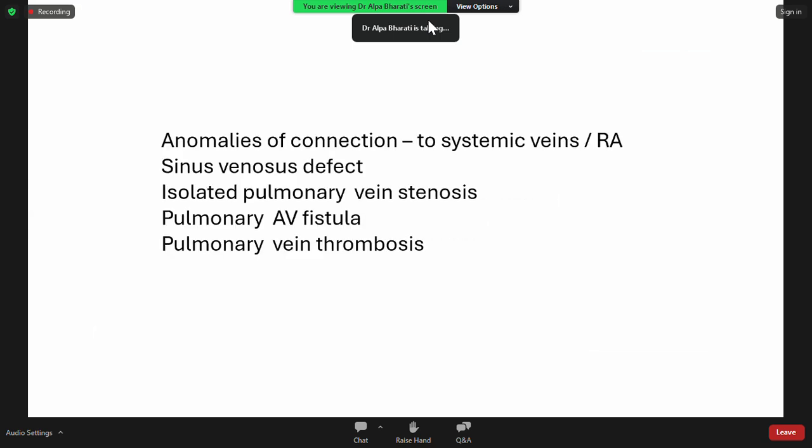Now, most of these are related to congenital heart disease. Some of them you may see incidentally in an adult. The common anomalies that we see will be an anomalous connection of the pulmonary veins to either a systemic vein or to the right atrium. Other anomalies would be a sinus venosus defect, which you often see in an adult incidentally. Isolated pulmonary vein stenosis, these can be congenital or acquired. Then pulmonary AV fistulas, which are quite rare, and pulmonary vein thrombosis, which is also not very common. So the most common ones that we come across in congenital cases would be anomalous connections.